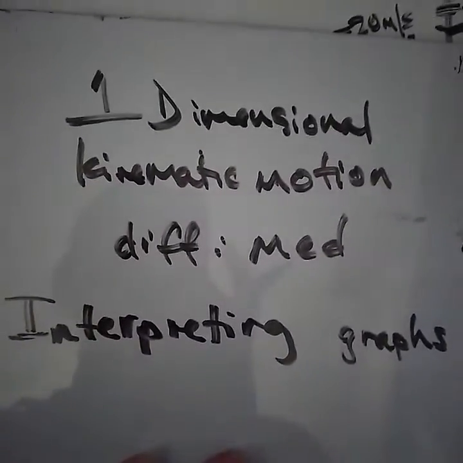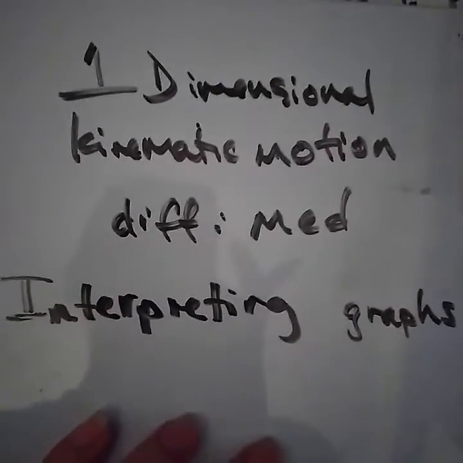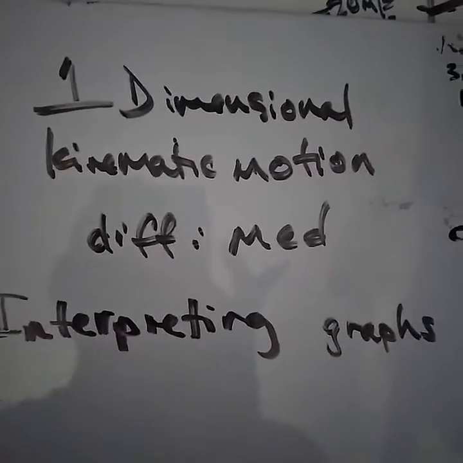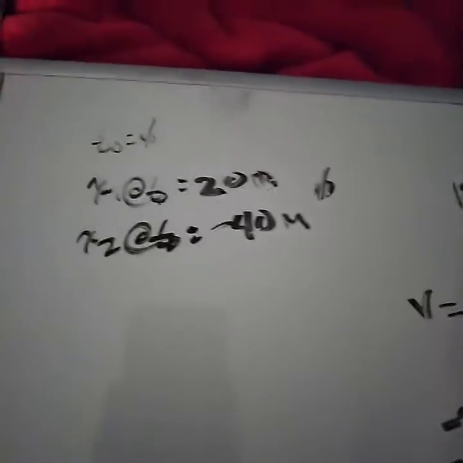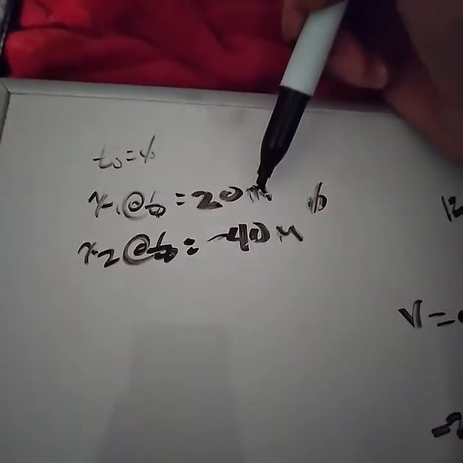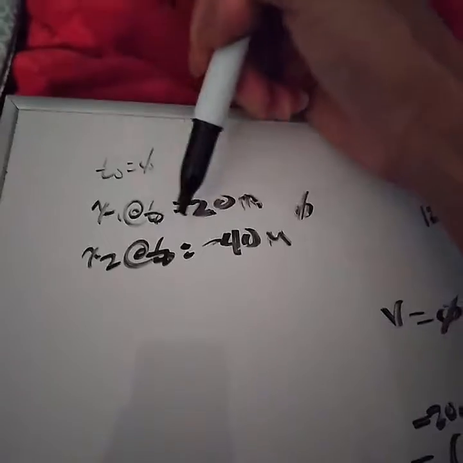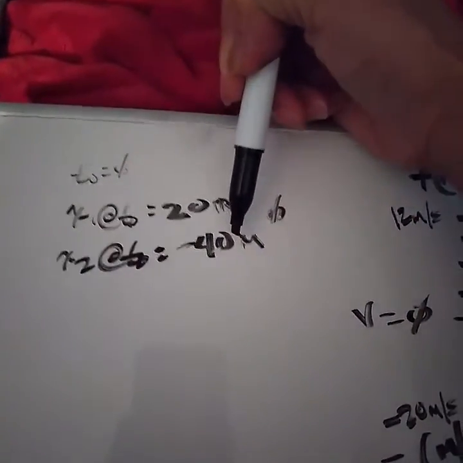This is a physics problem dealing with one-dimensional kinematic motion. Difficulty is medium. This involves interpreting graphs. For this question, we are given two objects heading towards each other. The position of object 1 at t equals 0 is 20 meters. The position of object 2 at t equals 0 is negative 40 meters.